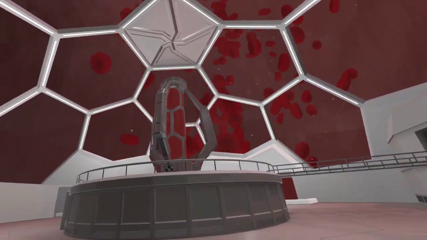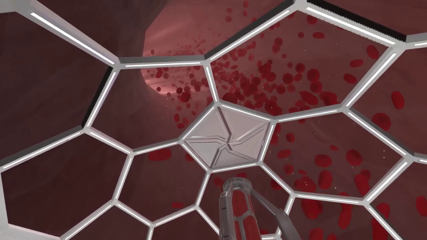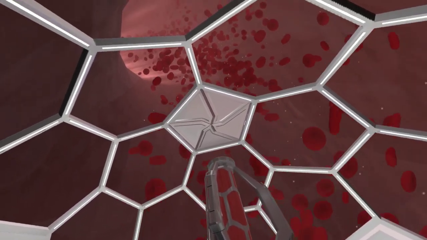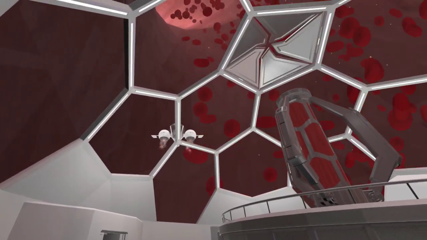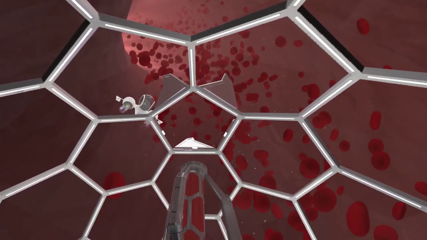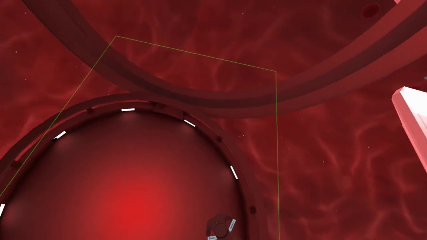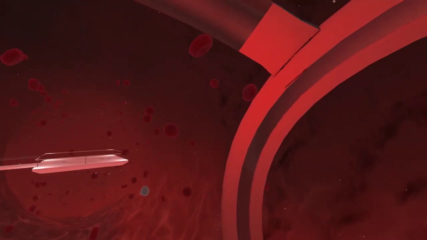Our journey begins here, inside a blood vessel, carrying blood from the heart. Let's take a closer look. We are currently inside an arteriole, a small strand in a network of blood vessels that spread throughout the body.